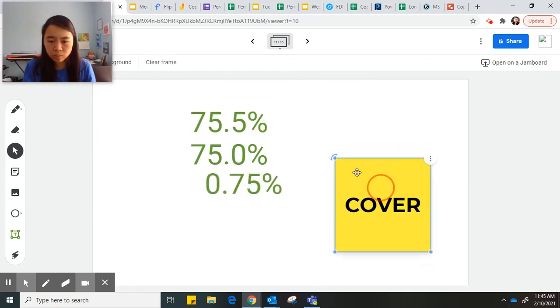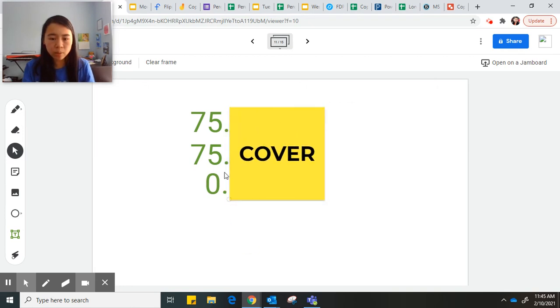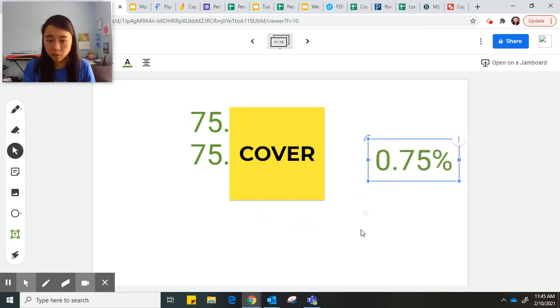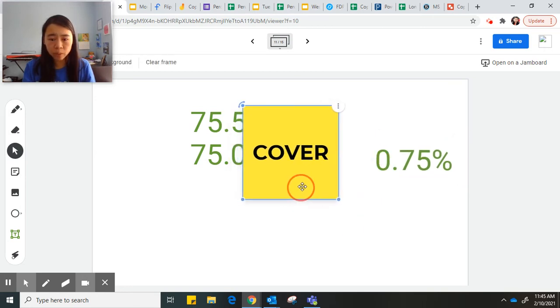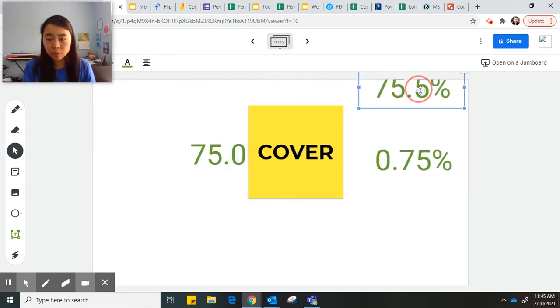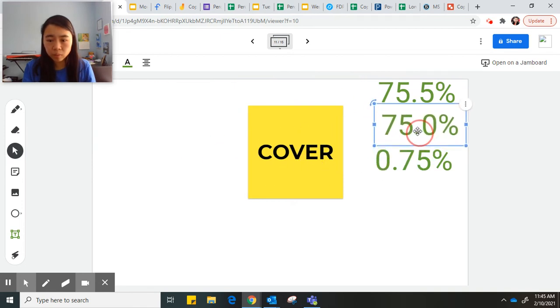Compare your wholes. Cover up our decimal places. Compare the wholes. So we have 75, 75, and 0. 0 is going to be our smallest number. Reveal one number at a time. 5. Okay, so this 5 is going to be larger than this 0.